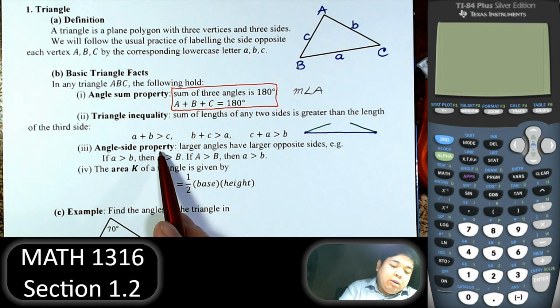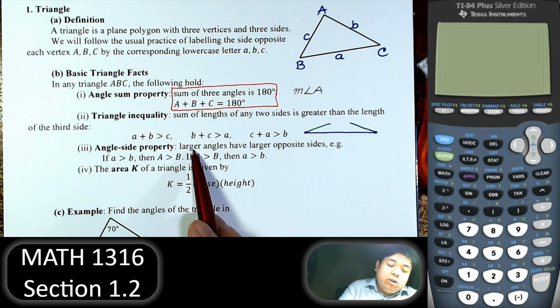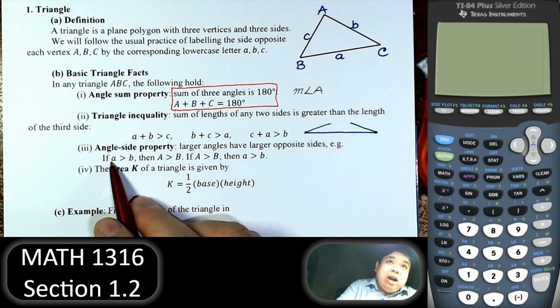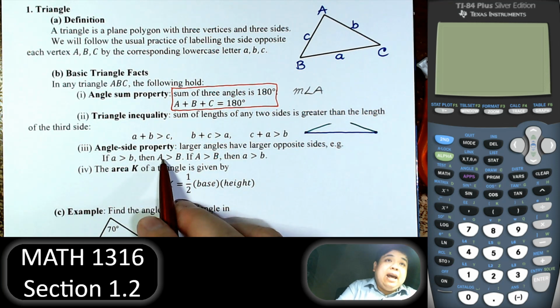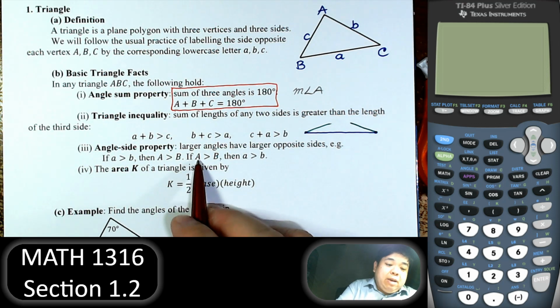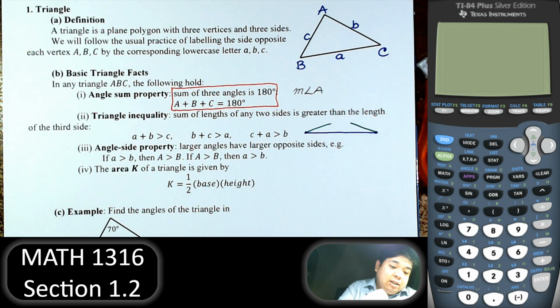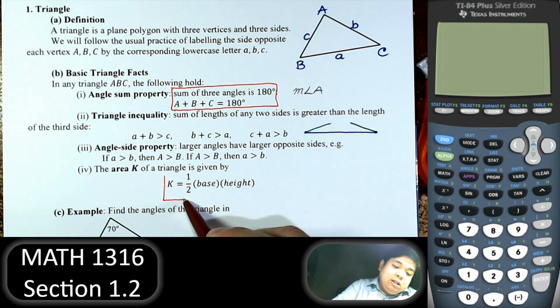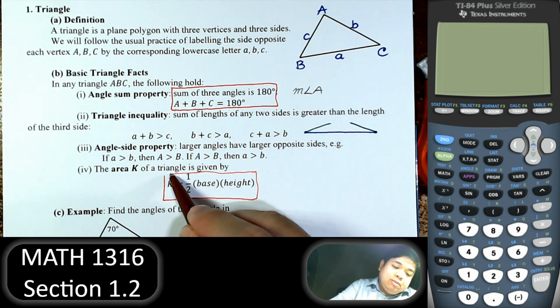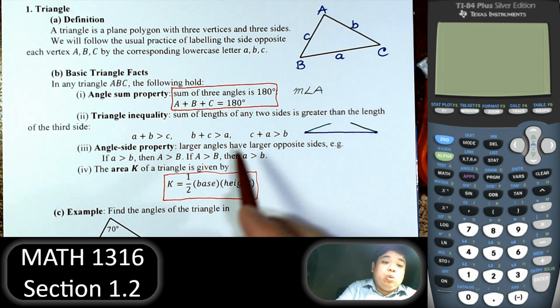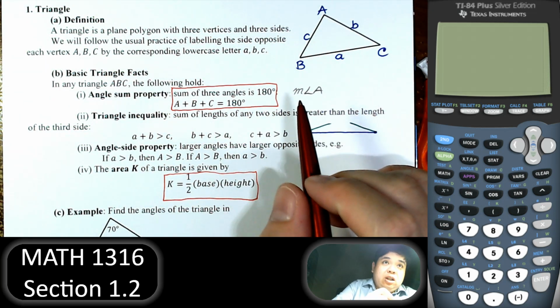Angle side properties. Larger angles have larger opposite sides. So a bigger angle faces a bigger side. So if little a, side A, is longer than side B, then angle A is bigger than angle B. If angle A is bigger than angle B, then side A is longer than side B. And then the area of a triangle is given by 1/2 base times height. We do not use A for the area of the triangle because that's confusing with the angles. So we use K.